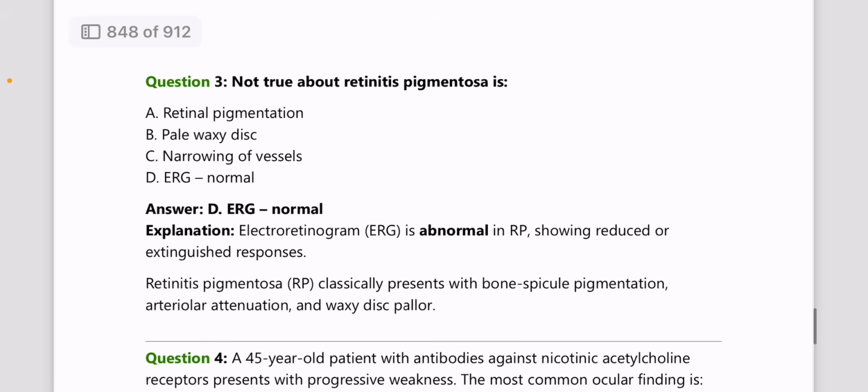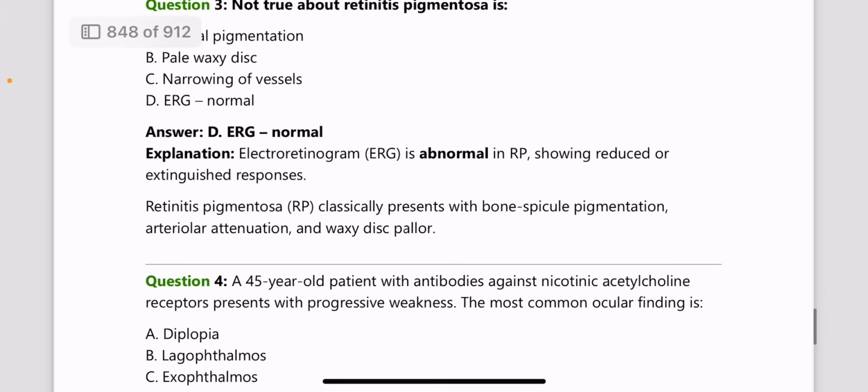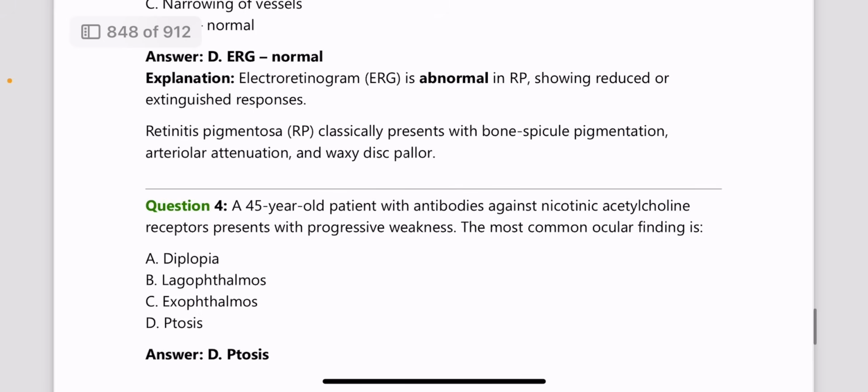Next, not true about retinitis pigmentosa is, answer, ERG normal. That is wrong because ERG is abnormal in retinitis pigmentosa, showing reduced or extinguished responses. Retinitis pigmentosa classically presents with bone spicule pigmentation, arteriolar attenuation, and waxy disc pallor.